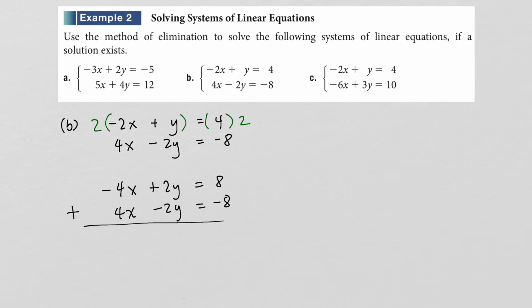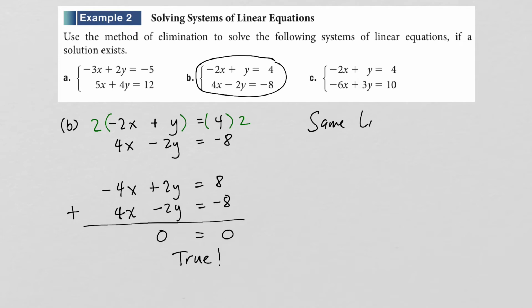And when you add these two equations together, something really interesting happens. Everything cancels. So you end up getting 0 equals 0. Now, what that means is you don't have one solution, right? You either have no solution or you have infinitely many solutions. But since 0 equals 0 is a true statement, this means that the two lines they gave us in the beginning, these two lines here, they're actually the same line. And what that means is there are infinitely many solutions.